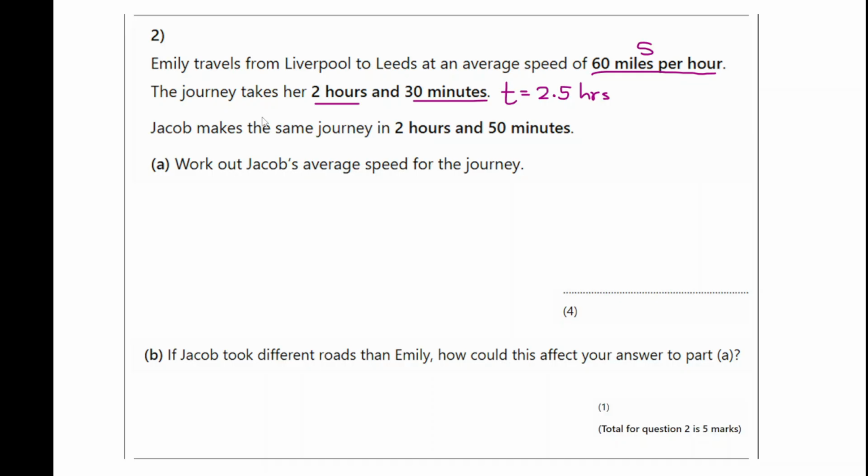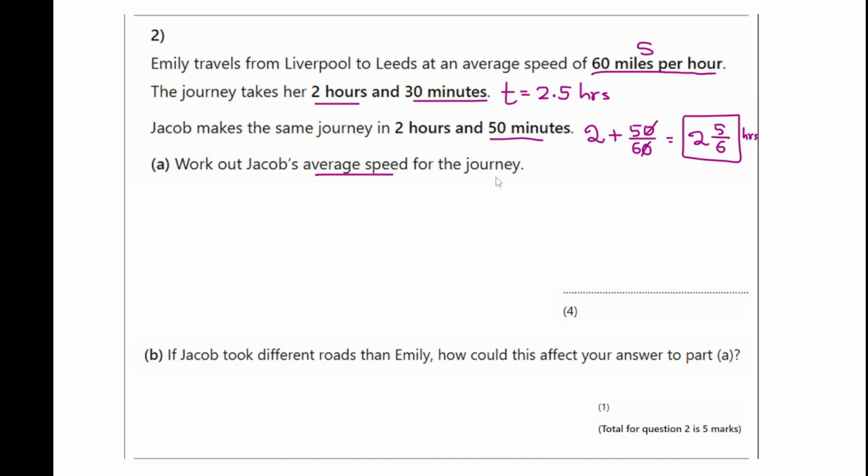Jacob makes the same journey in 2 hours and 50 minutes. So that will be 2 hours plus. Now, how do I convert minutes to hours? All I need to do is divide by 60. So let's do this. 50 divided by 60. That is 2 and 5/6 of an hour. Now, because this is a calculator paper, I can get the decimal, but I'd rather leave it like that for now. Work out Jacob's average speed for the journey.